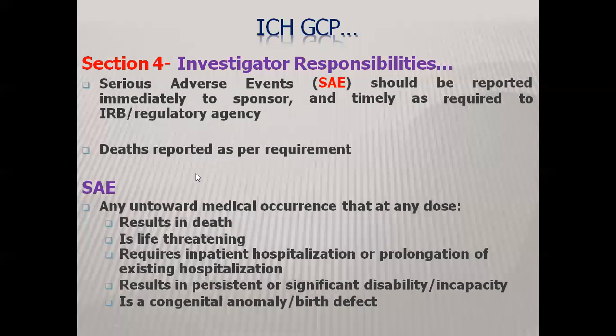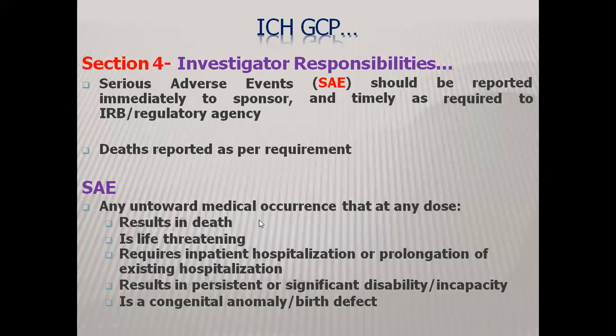Deaths, if there are any, are to be reported as per requirement. That is also the duty of the investigator. Then SAE: any untoward medical occurrence that at any dose results in death. What is SAE? That is what they have mentioned.